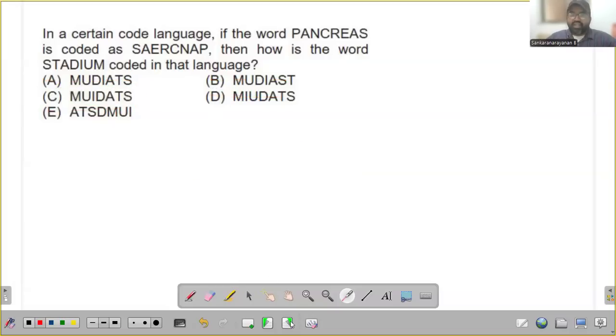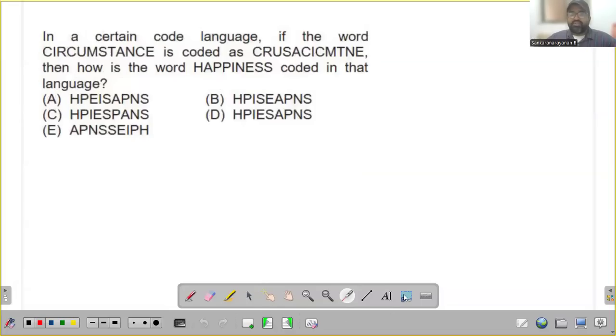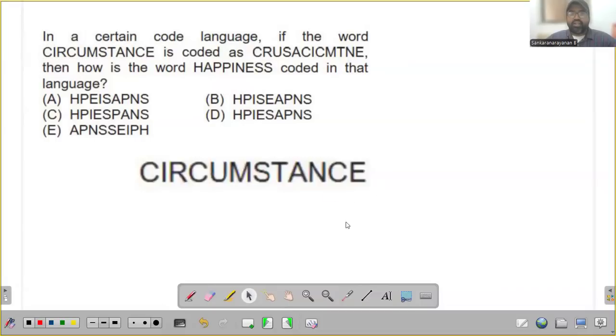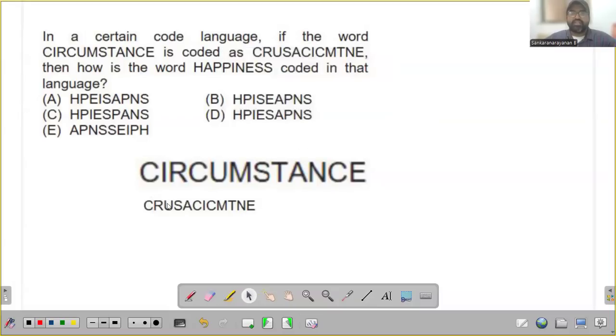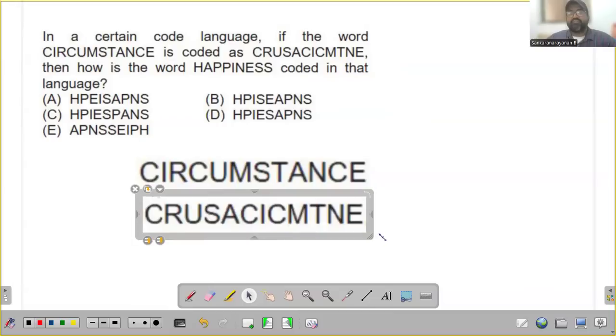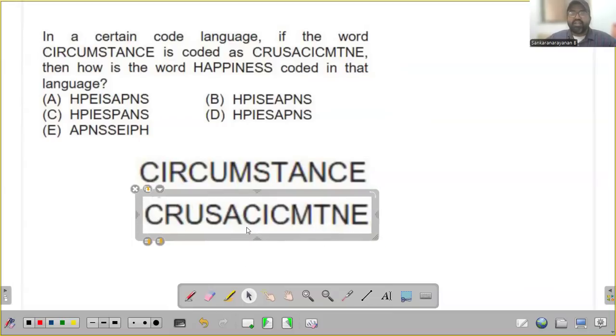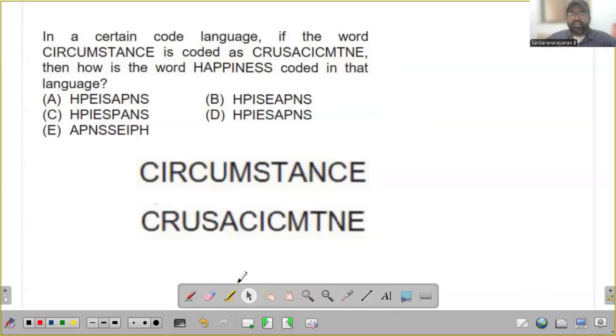Let us now go to the next question. Look at this question. In a certain coding language, the word circumstance that is given here is getting coded as CRUS. Okay, something is given. So this is the trigger here. I'm just presenting these words in a systematic way. Using this trigger, you should try to identify with what logic the coding has happened.